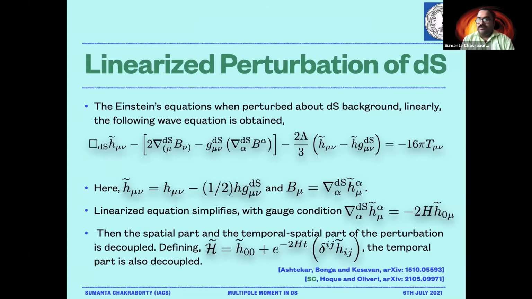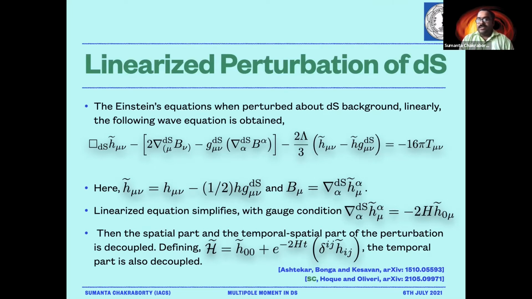Now, of course, we need to impose a certain gauge condition to make this equation simplify. That gauge condition effectively says that B mu should be related to -2 times the Hubble constant times H tilde 0. The identical gauge condition was also derived in the paper of Ashtekar et al. in 2015, when they were trying to compute the quadrupole moment, or quadrupole formula, for the gravitational wave emission in the context of asymptotically de Sitter spacetime.